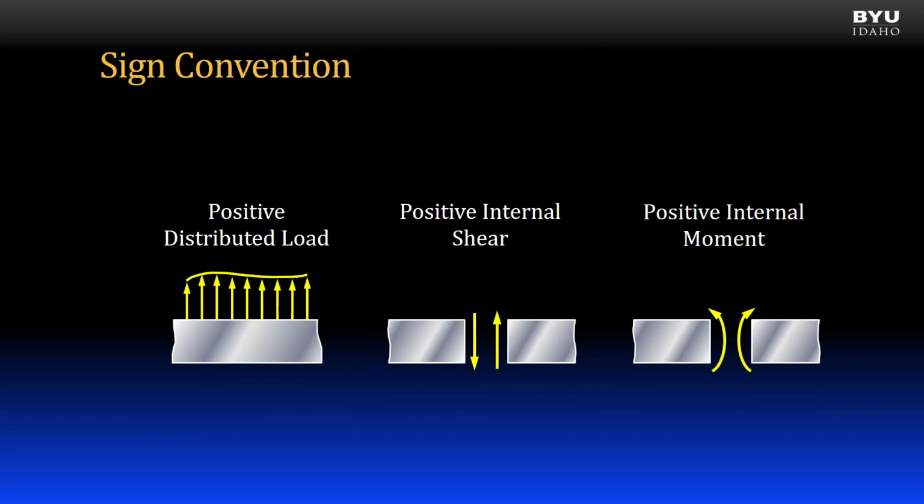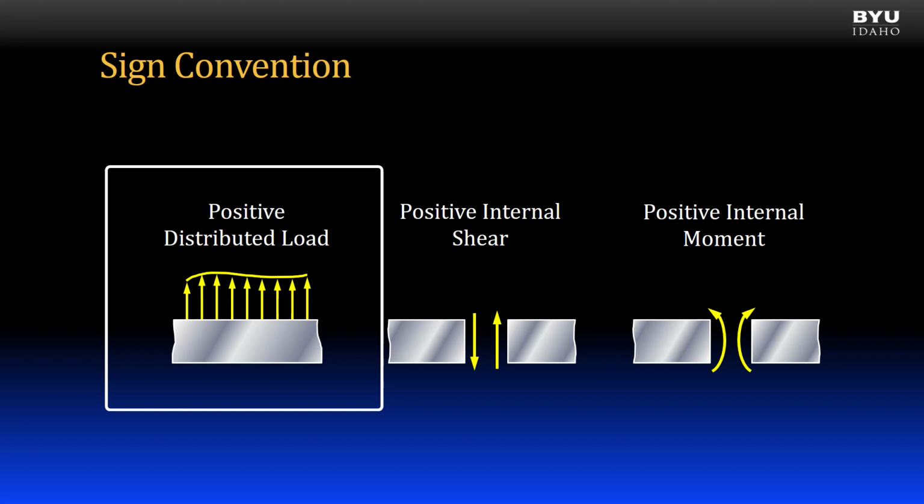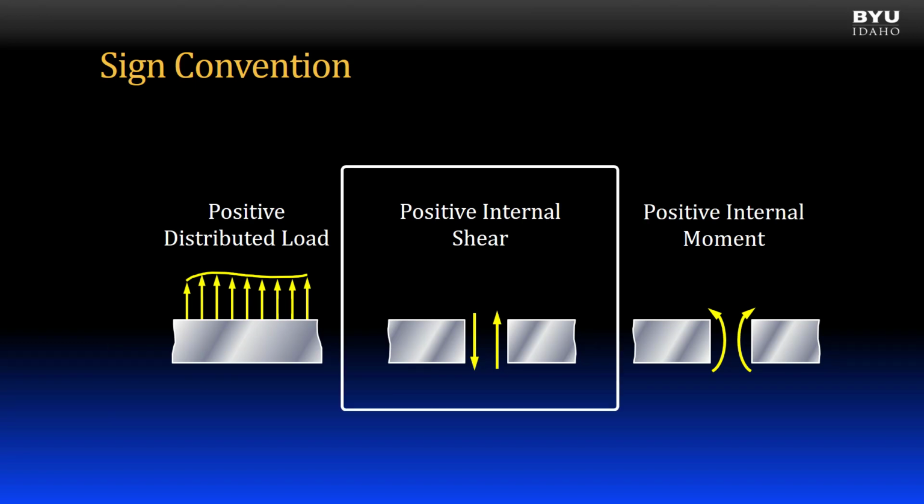Before I go further into the review, it is useful to mention the sign convention that we use in our course. Our sign convention states that for distributed loads, positive is up. For internal shear forces drawn on a cut surface, if the beam is on the left side of the cut, the internal shear force is positive downward. If the beam is on the right side of the cut, the internal shear force is positive upward.